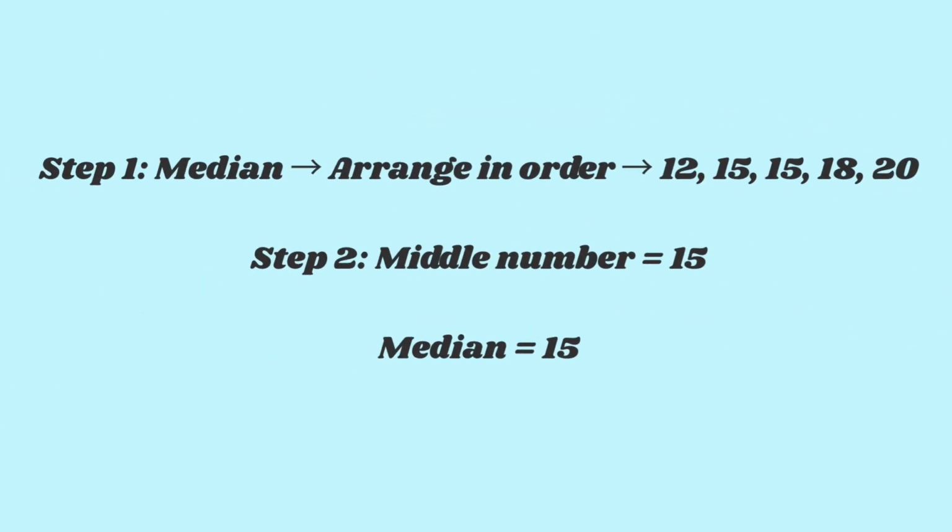Now step 1 for median. Arrange in order: 12, 15, 15, 18, 20. Now step 2 is the middle number. What is the middle number here? It is 15. So our median is 15.